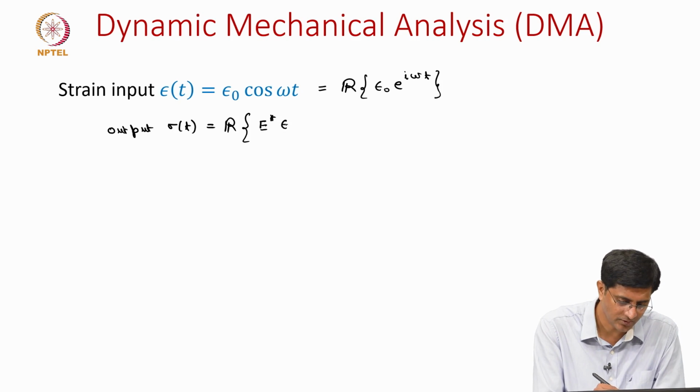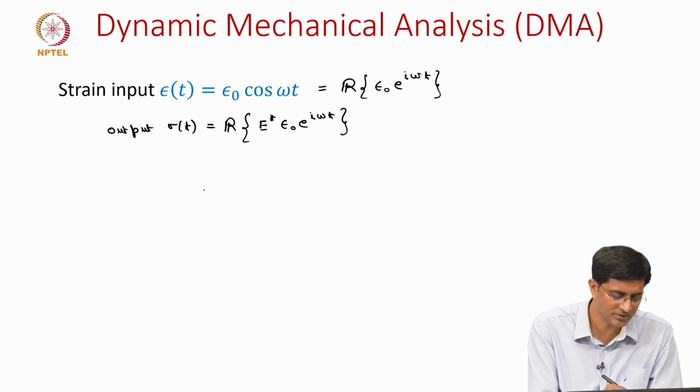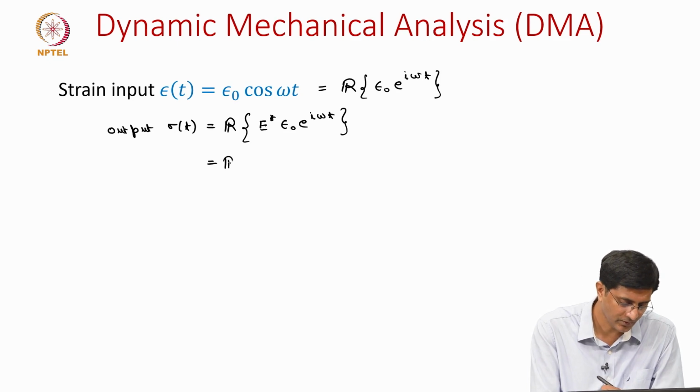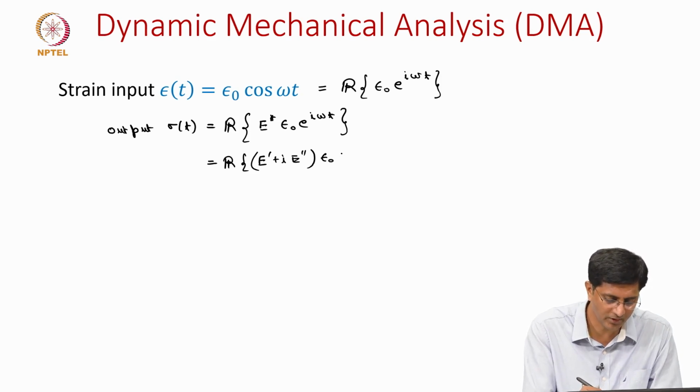Strain is epsilon naught times e power I omega t. So, now let us find the real part of this expression and then we should be able to find the stress. So, let us expand it out. I will replace the complex modulus with the storage and loss modulus, and we will also expand this e power I omega t in cos and sine terms. It is cos omega t plus I sine omega t.